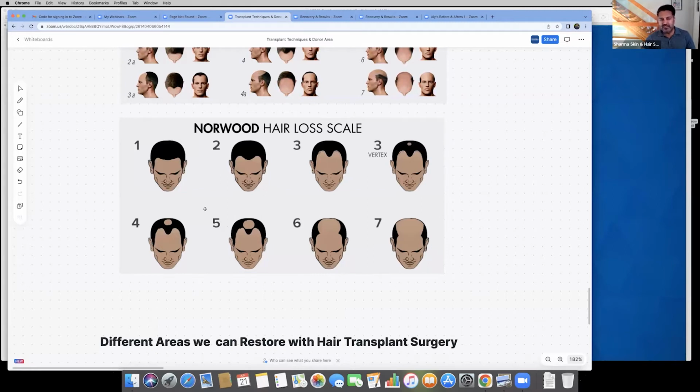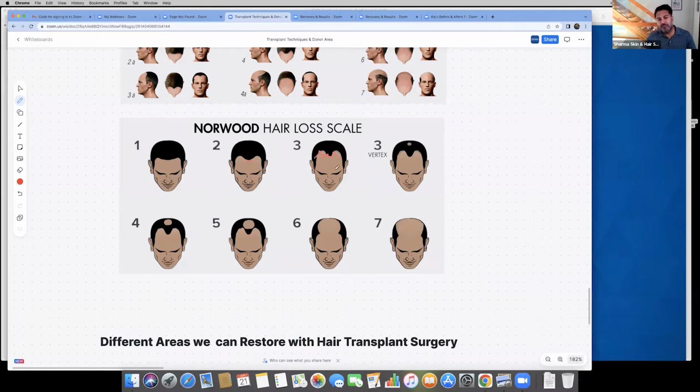So here we see class 1 is basically normal. Class 2, what you're going to start seeing is you're starting to get some recession into the temple area there. And with stage 3, as you can see, the V is getting a little bit steeper here. These angles are getting a lot steeper. But also what's happened is this frontal hairline is starting to recede backwards. And that's 3.